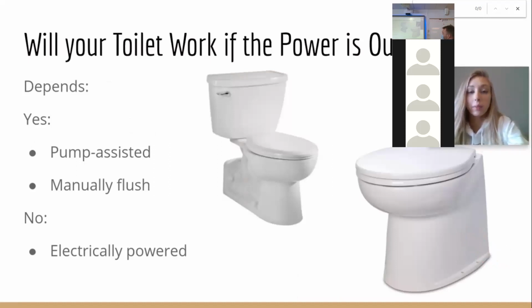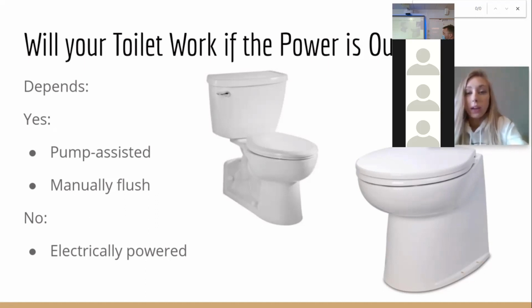So because of the gravity-based system, if it's a pump-assisted toilet, then you can still use the toilet during a power outage. Gravity moves the water and the waste down through the pipes and into the sewer with no power or electricity needed. However, depending on how much water is in the pipes, you may need to manually flush the toilet because the tanks won't fill up if the pipes are down.